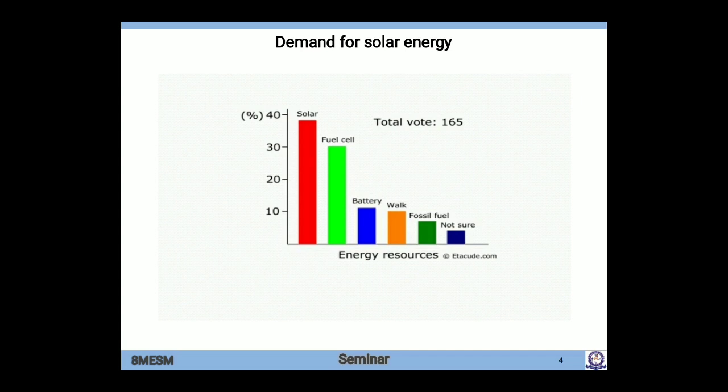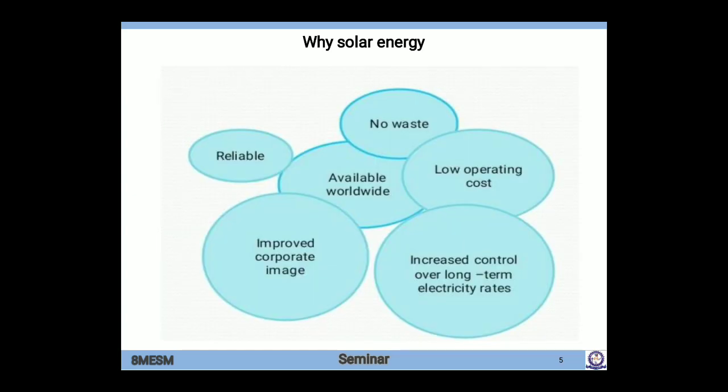As you know, the demand for energy has increased day by day. As shown in the graph, the energy requirements increase, but the fuel decreases day by day. Why is solar energy better than the others? Because it has so many benefits. For example, there is no wastage of energy, low operating cost, increased control over long-term electricity rates, improved corporate image. It is reliable as compared to others, and it is available worldwide.